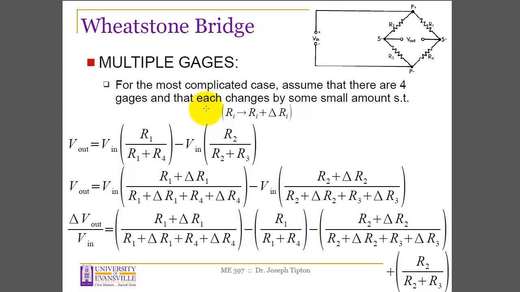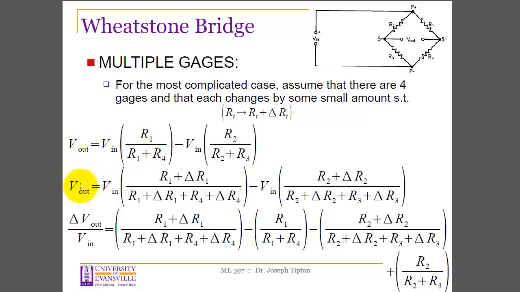For the most complicated case, we're going to assume that there are 4 gauges and that each gauge changes by some small amount. So each gauge is strained, and therefore its initial resistance is going to change to that initial resistance plus some change in resistance. So for each of the 4 resistors, we will assume that they become strain gauges experiencing some strain resulting in a resistance change, and we will insert those, replace them for the 4 resistances in the voltage equation.